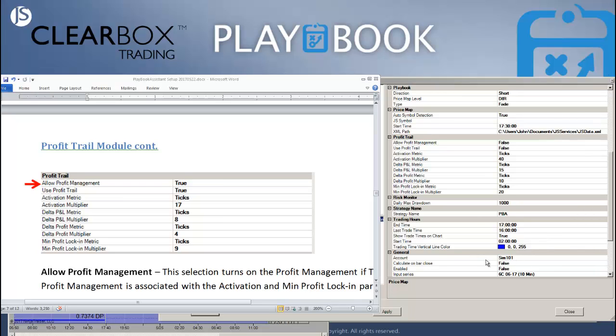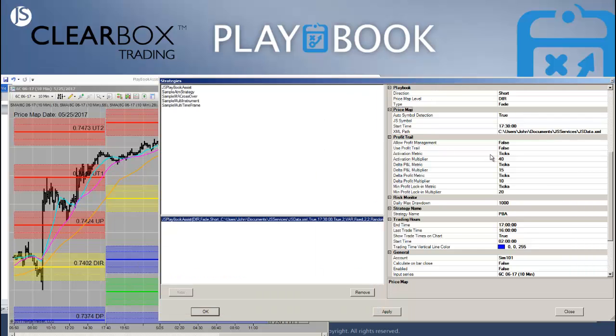So the Clearbox template has a profit trail management system, and to enable it, you need to make it true. We'll walk you through this. We'll come in, we're going to use profit trail. And this has to do with the activation metric and multiplier. What this is saying is that yes, I want to use profit management, and I want the profit management to start at 40 ticks.